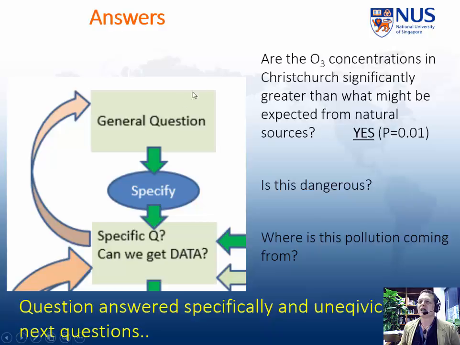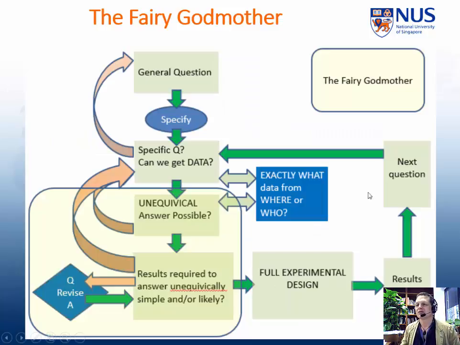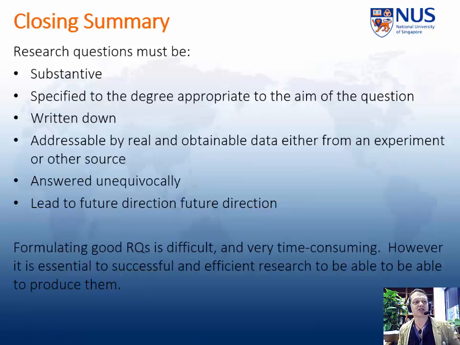So our question then: are the ozone concentrations in Christchurch significantly greater than what might be expected from natural sources? The answer is yes, unequivocal at the 99% level. Now, other questions spring from that. Is that dangerous? Where is the pollution coming from? They might be the next questions that you ask as we go round the cycle here. Anyway, okay, I think probably that's done what I wanted to do.